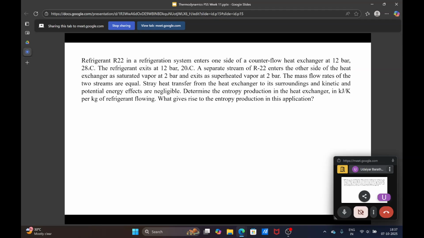So with this assumption, we also need to determine the entropy production in the heat exchanger in kilojoule per kg Kelvin of refrigerant flowing, and what gives rise to the entropy production in this application.